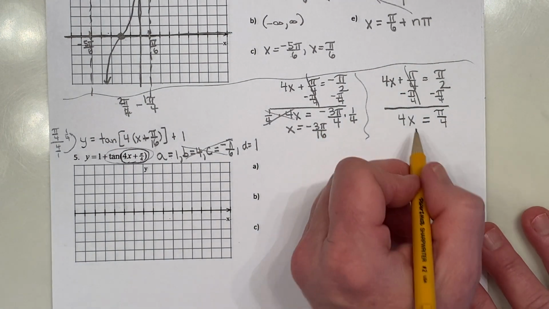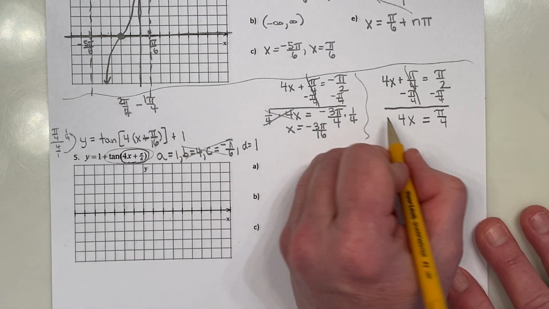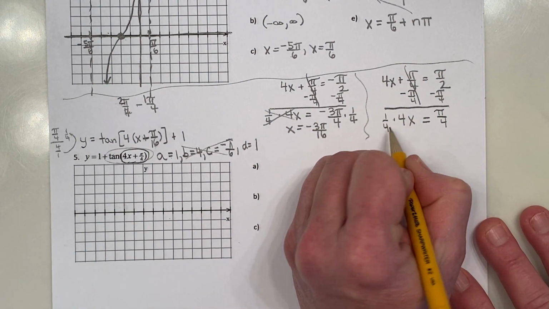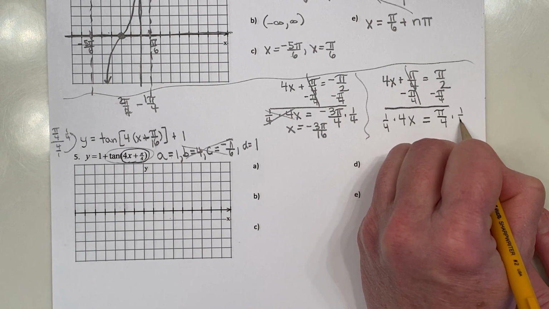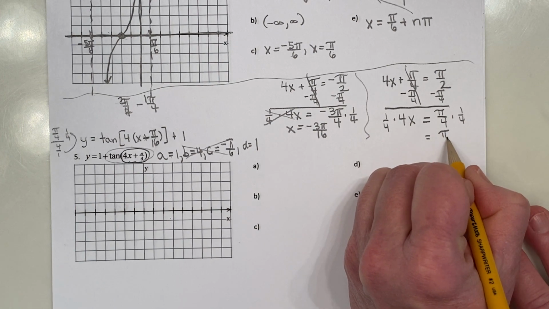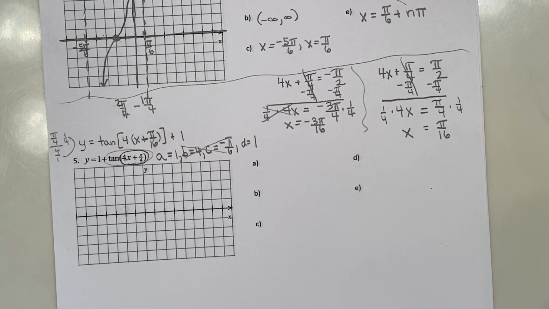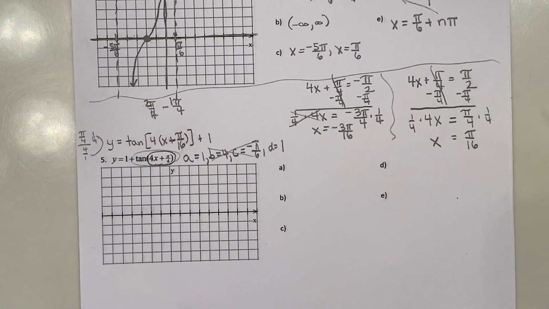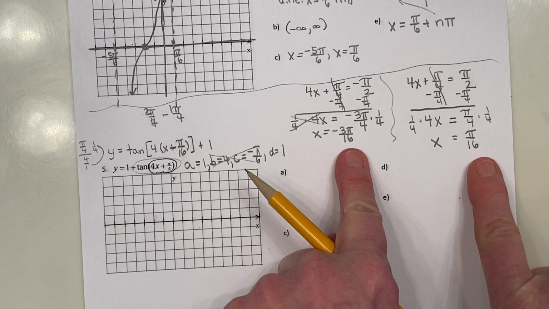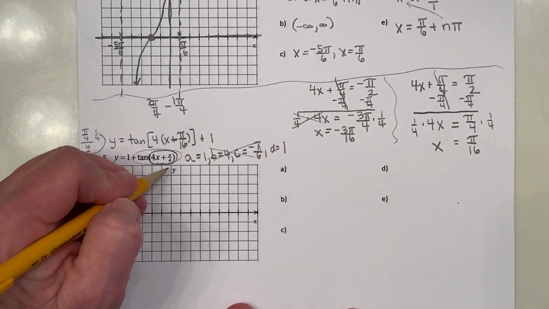All right, let's get x by itself. Let's not divide by 4. Let's make a wise choice and multiply by 1/4 since we already have a fraction over here. And we're going to get pi over 16. All right, so that took care of the b and the c. Let's go ahead and put these vertical asymptotes on our grid.